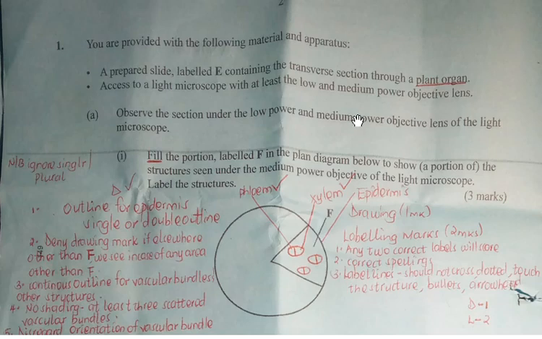You are provided with the following materials and apparatus: a prepared slide labeled E, containing a transverse section through a plant organ, and access to a light microscope with at least the low and medium power objective lens. The first question, part A: observe the section under the low power and medium power objective lens of the light microscope.